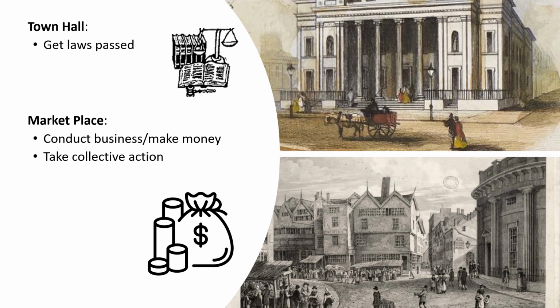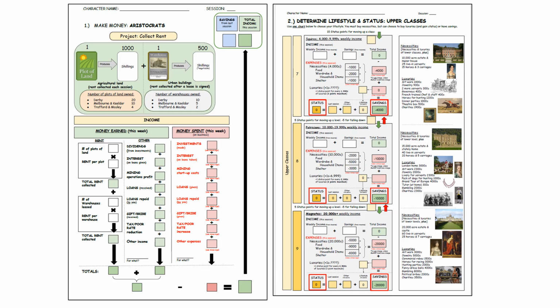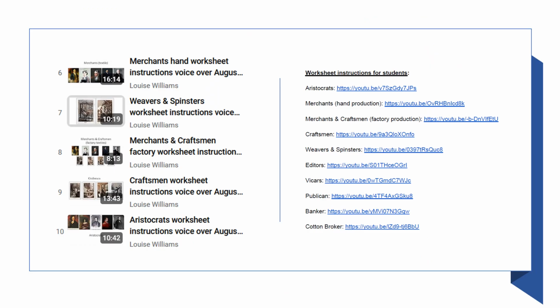take collective action. A previous video explained how players filled out their two worksheets to track their income and what this did to their class status. These worksheets include a Make Money worksheet for different professions that tracks how much money each player is making, and then there is a Determine Lifestyle and Class Status worksheet for the three classes, the working, middle, and upper classes, that track how the income that is made in Marketplace changes or doesn't change a player's class status. Again, there are videos for how to fill out these worksheets that you can find the links to on the Reacting to the Past Consortium website.